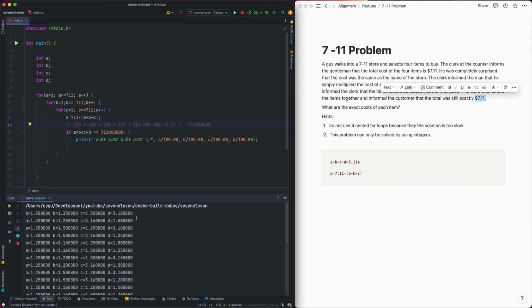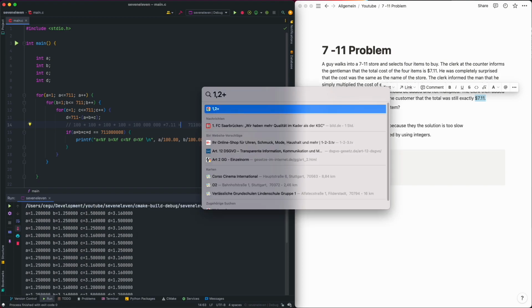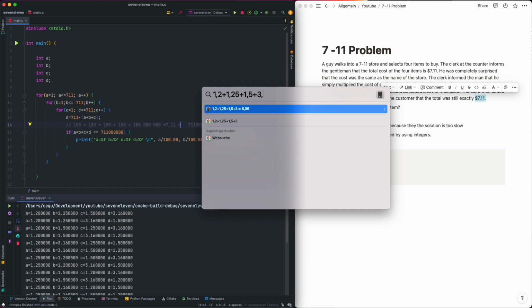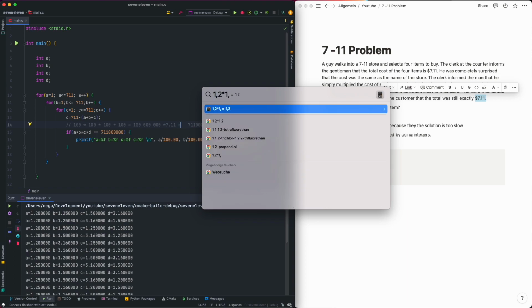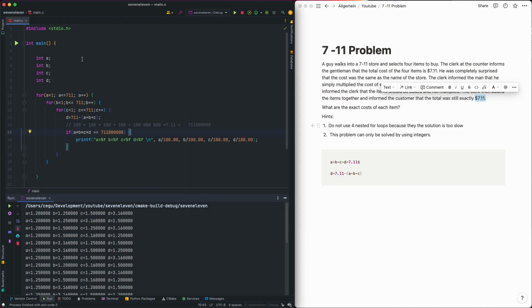Okay, so we got the solution, and now we can check it. 1.2 plus 1.5 plus 1.5 plus 3.16. It's 711, and we can just multiply everything now. 1.2 times 1.5 times 1.5 times 3.16, also 711. And this is the solution for the 7-Eleven problem.